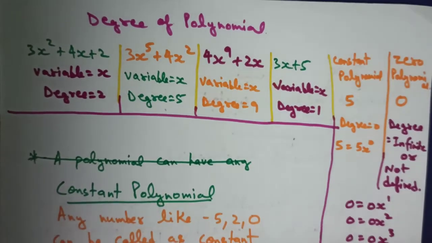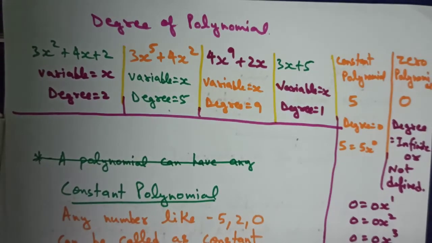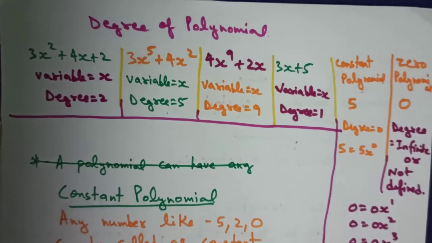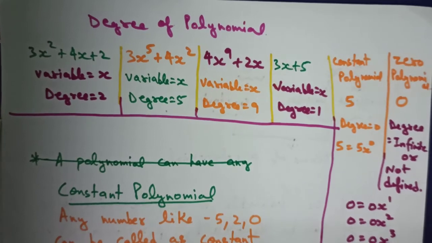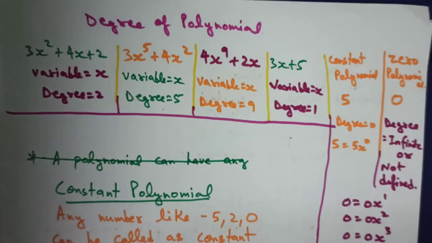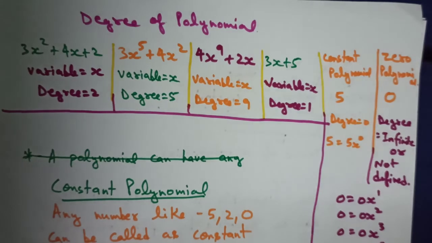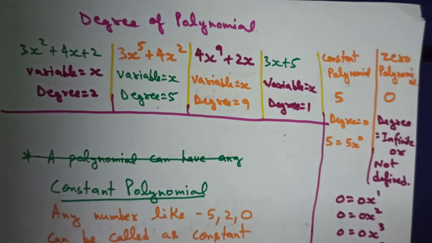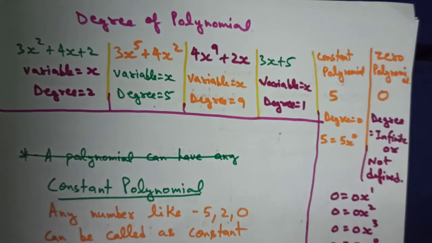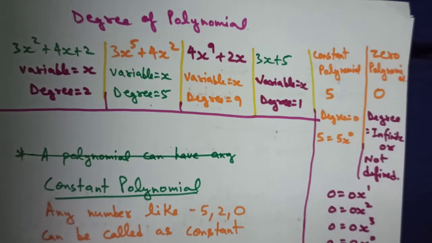Let us see some more examples and understand the degree of a polynomial a little better. First example, I have taken 3x square plus 4x plus 2. Clearly you can see the variable of the polynomial is x and the highest power of the variable is 2, so the degree is 2. In the second case, 3x power 5 plus 4x square, the variable is x, but the highest power is 5, so the degree will be 5.